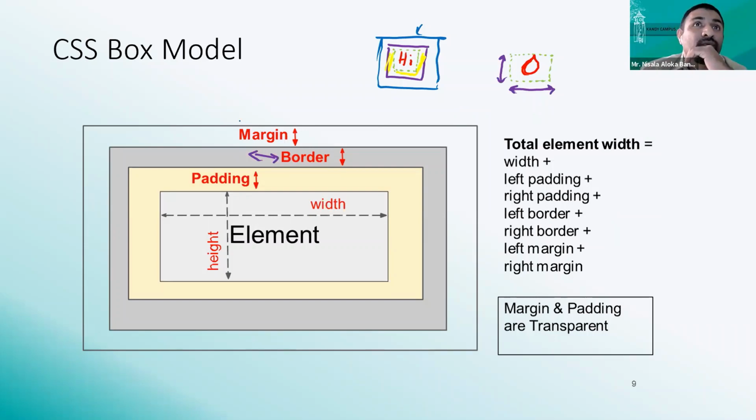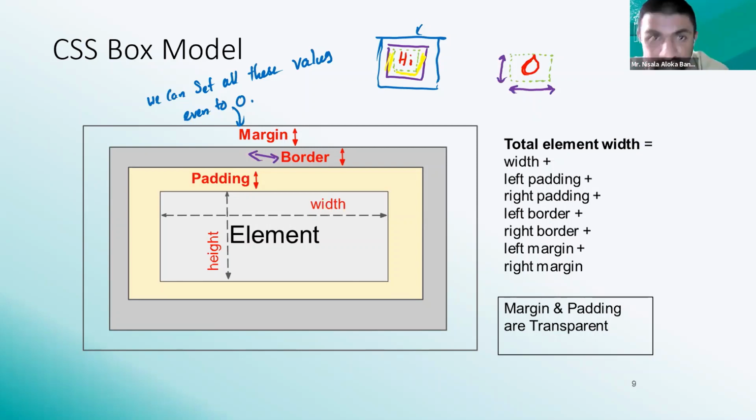Now, we can set all these values, even to zero. So what does that mean? If you want something without a border, let's say you want the right border, left border, bottom border, but not the top border, you can say border top equals zero. Then the top border will exist, but its width would be zero, so it would be invisible anyway.